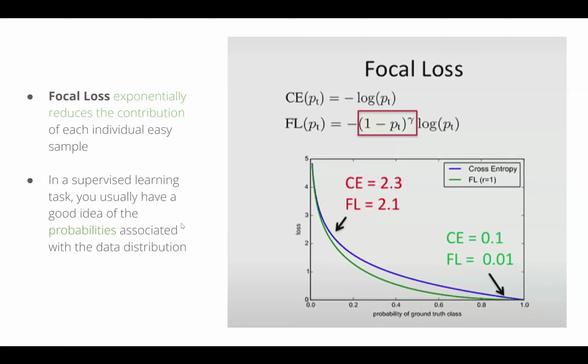Now, this is a reasonable thing to do since in a supervised learning task, which is most of object detection, you usually have a good idea of the probabilities associated with the data distribution.